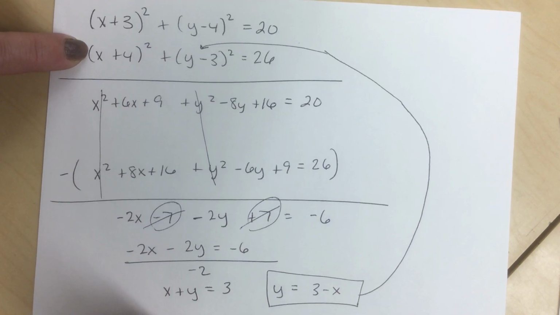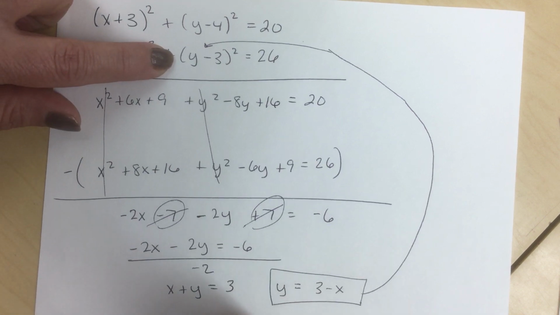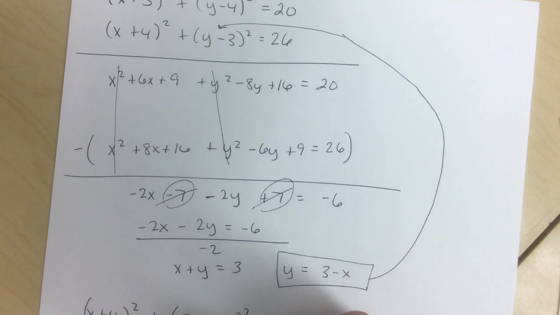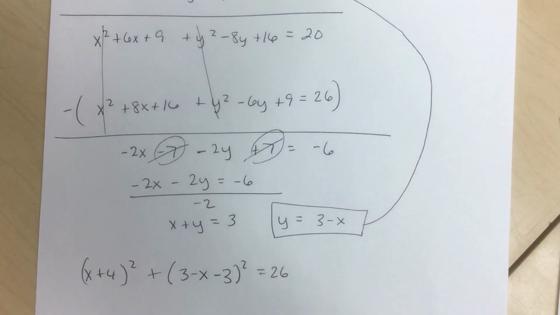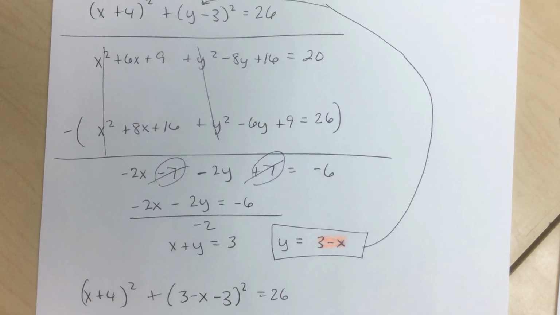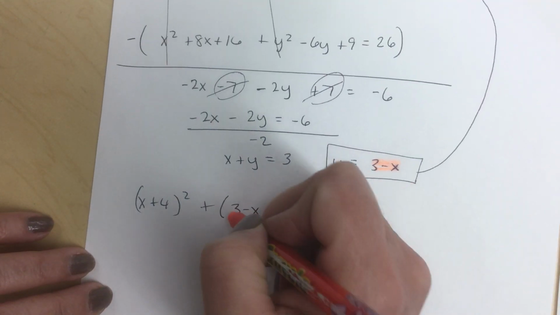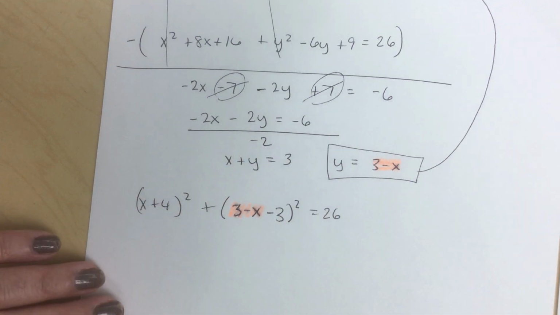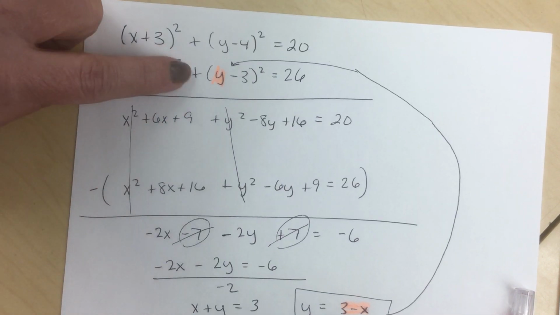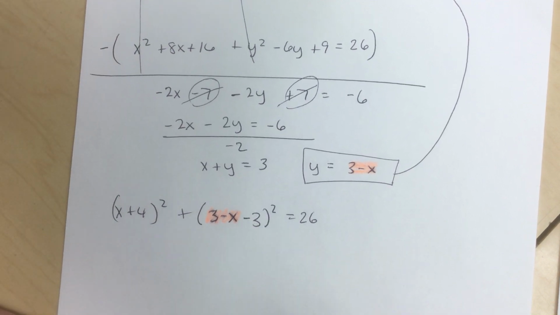So I have x plus 4 squared plus, now this y is 3 minus x, and then I have a -3 there, and then it's squared. So think about that for a second. You've got y is equal to 3 minus x, and I'm going to substitute that in for this y right there. You've got to see that and see what's going on. If y is equal to 3 minus x, then I can replace that y with 3 minus x, and that gives me 3 minus x minus 3 squared.